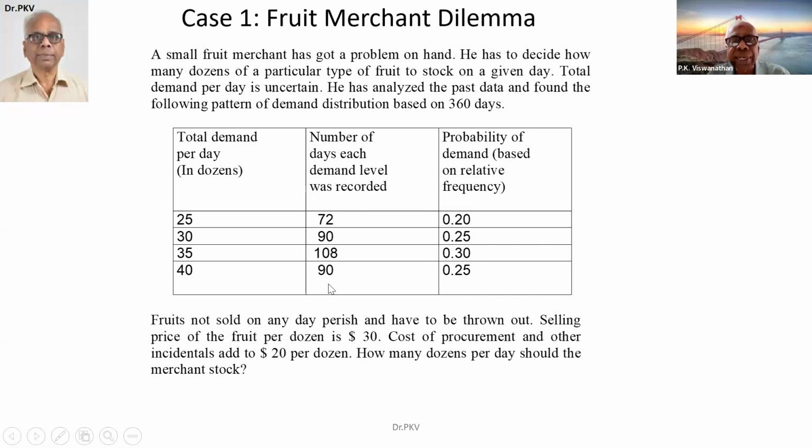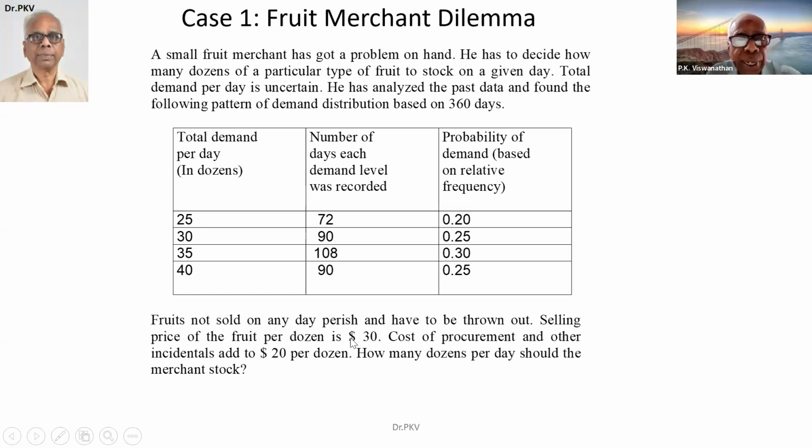90 out of 360 days is 0.25. 108 out of 360 days is 0.3. 90 upon 360 is 0.25. And this is how it comes. Now, if you add, the total probability will be 1. But mind you, this is a discrete demand. That means there will not be any occurrence of 26 dozens or 31 dozens and so on. Either it is 25 or 30 or 35 or 40.